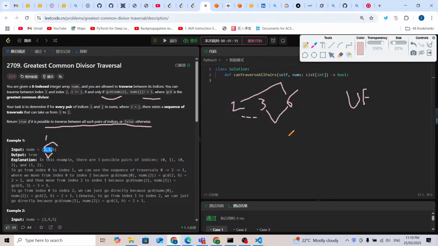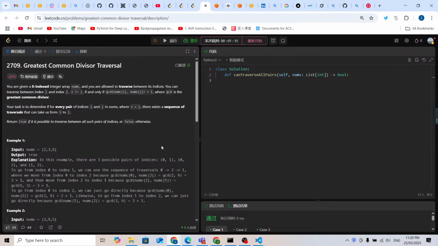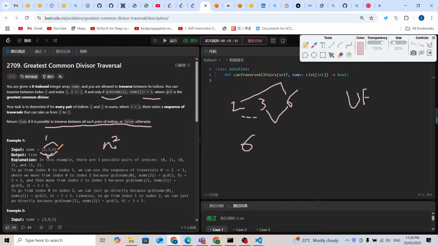For example, for number 6, do we need to check 2 and 6, 3 and 6? Do we need to check all of them? In this algorithm, we would use n square to connect all the different cases. As you can see, the length of nums is only 10 to the power 5, which means we cannot use brute force directly to solve the problem. But we're going to check each number.